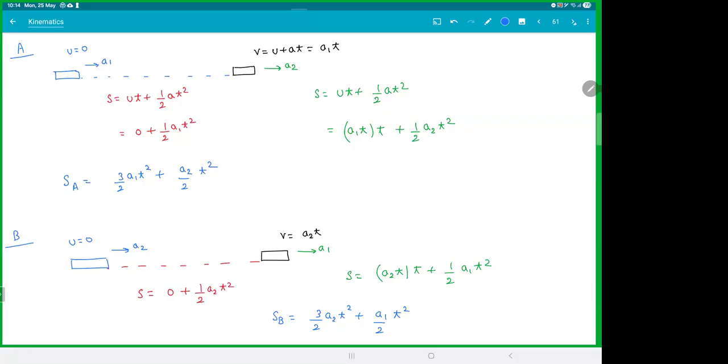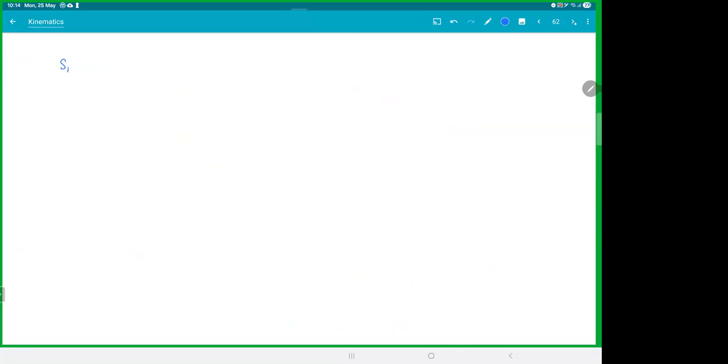And now you're asking for the ratio. So let's get that. If I do SA by SB, 3 by 2 A1 t square, A2 by 2 t square, 3 by 2 A2 t square. And you will see you'll get (3A1 plus A2) by (A1 plus 3A2). Check. That's your answer.